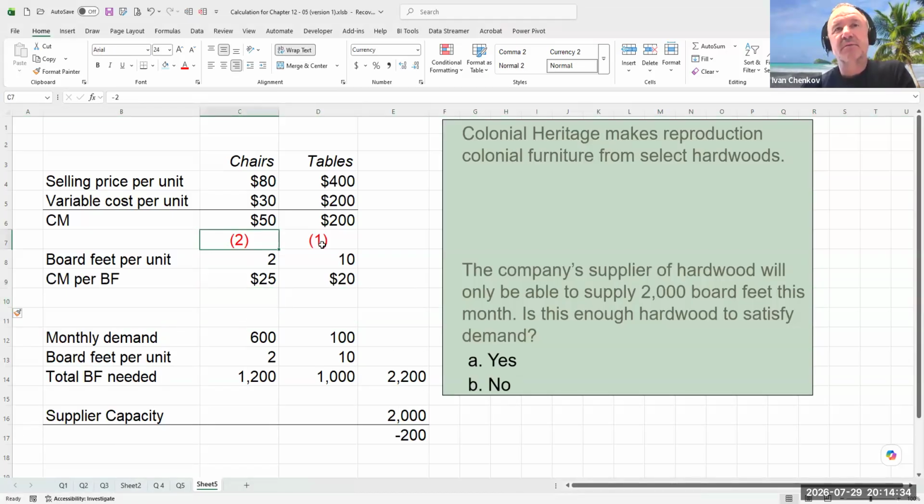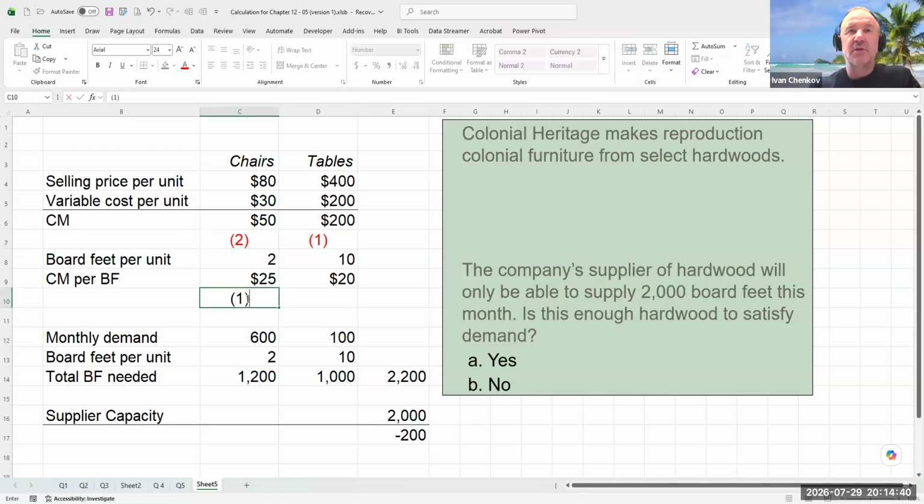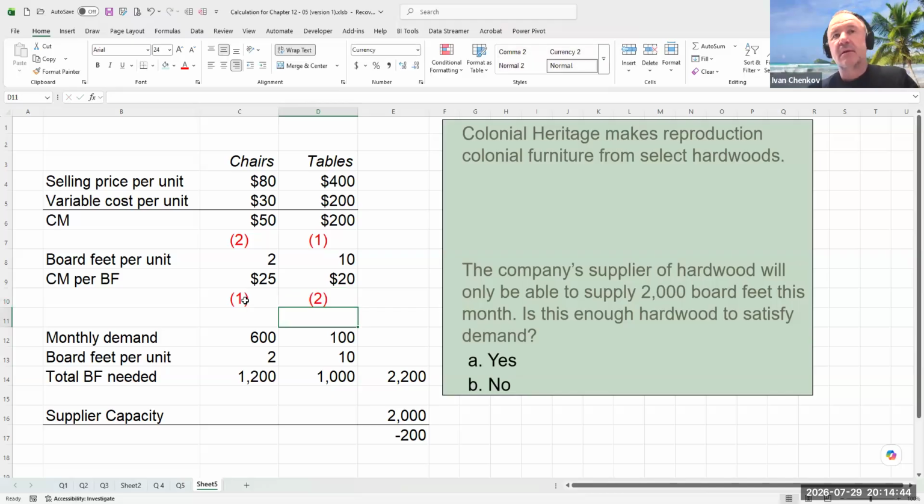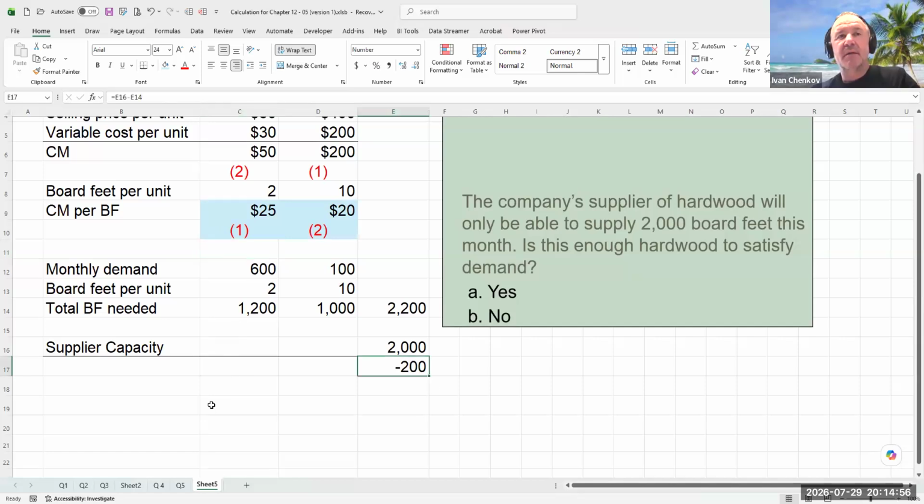So now, which one is my winning product? Obviously, now it shifts to the chairs. So what I'm going to do in this case is focus on the chairs first. If there's anything left, I'm going to go with the tables. So, do we have the supply capacity? Yes, we do.